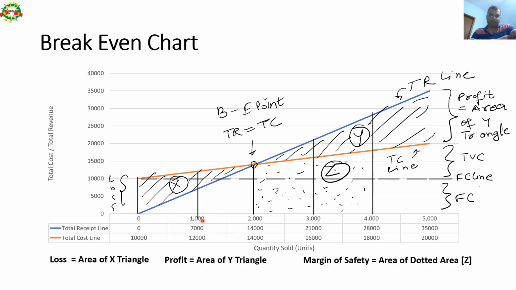At 1000 units, the cost was 10,000 rupees of fixed cost plus other 2000 rupees of variable cost. So it was 12,000, right? At 2000 units production, cost was 10,000 of fixed cost till this point and 4,000 rupees of variable cost. So 14,000 was the point. At 3000 units, 10,000 was the fixed cost and 6,000 was the variable cost. So total cost was 16,000 rupees.